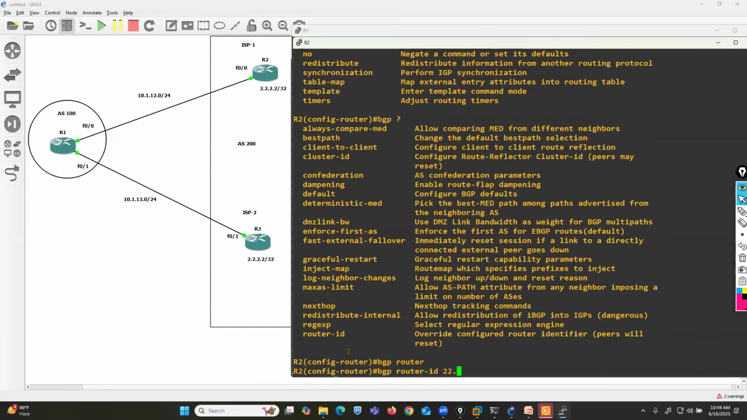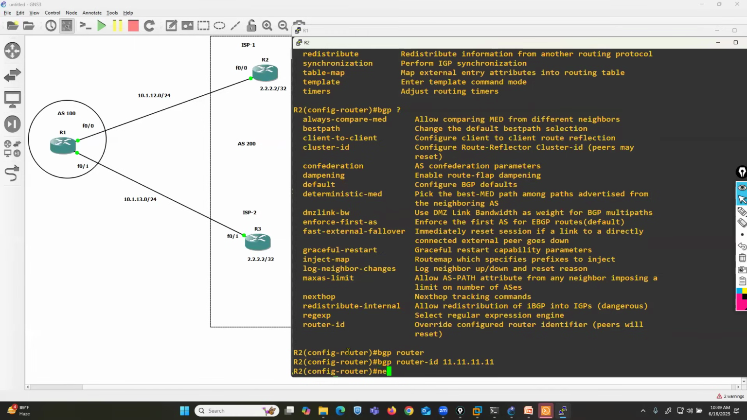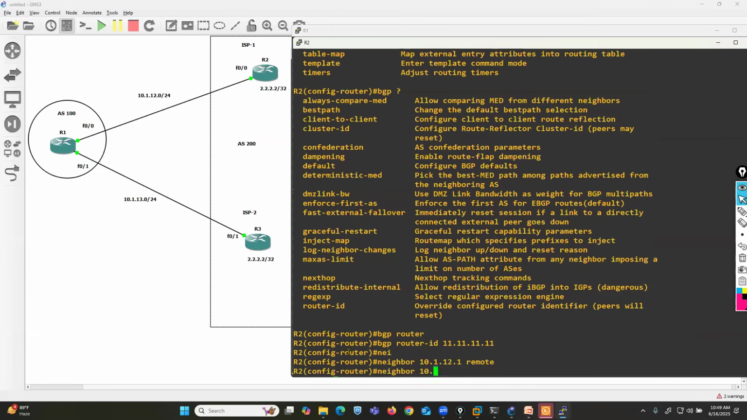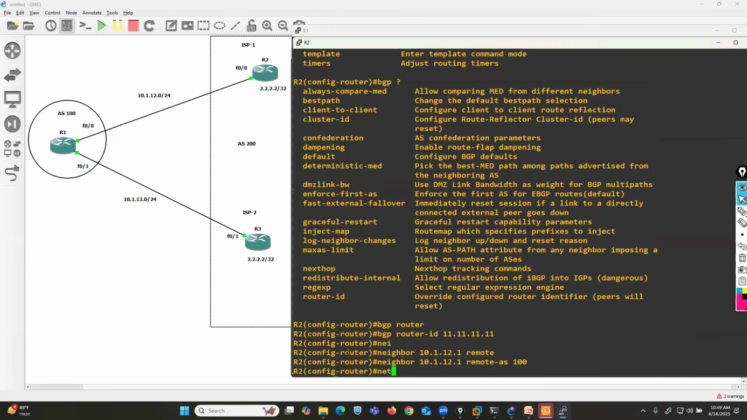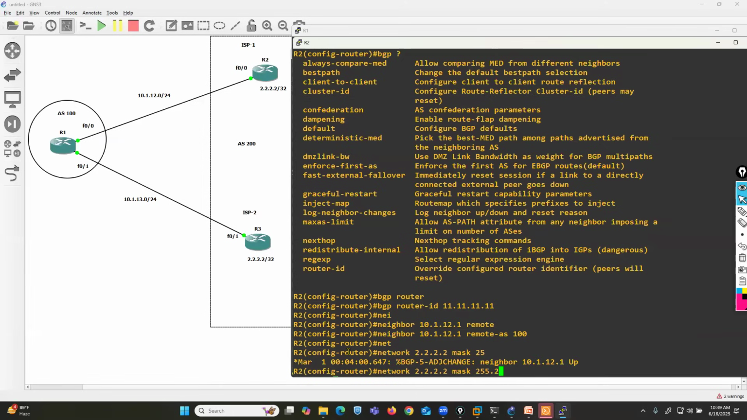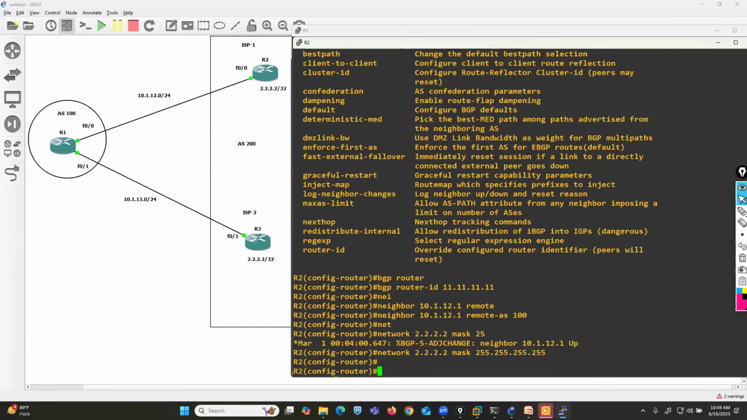I'm using 22.22, not 22. Let's use any other, for example 11.11.11.11. Now neighbor is what? 10.1.12.1, remote AS 100. Network I can advertise 2.2.2.2, mask 255.255.255.255. Let's go to R3.